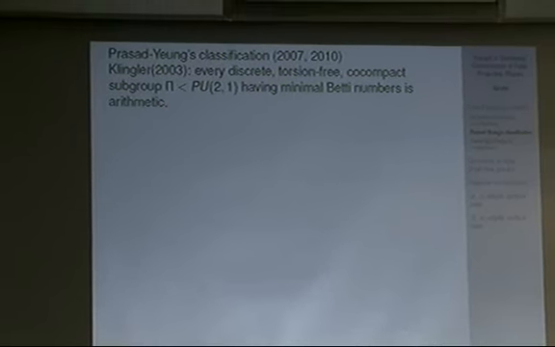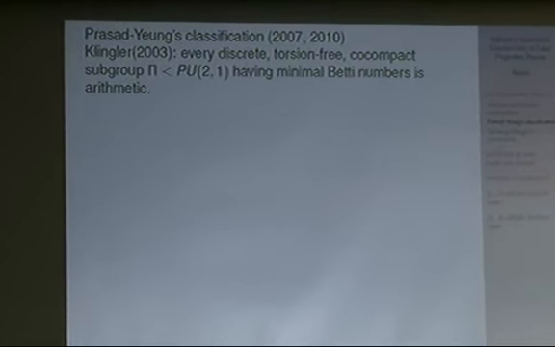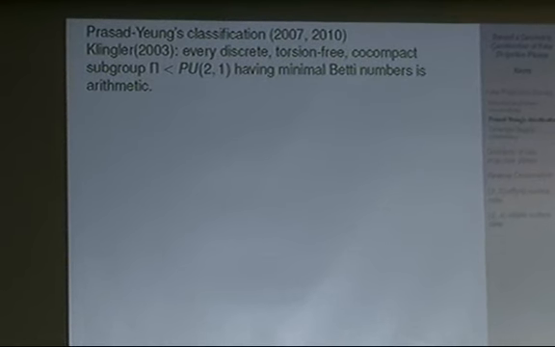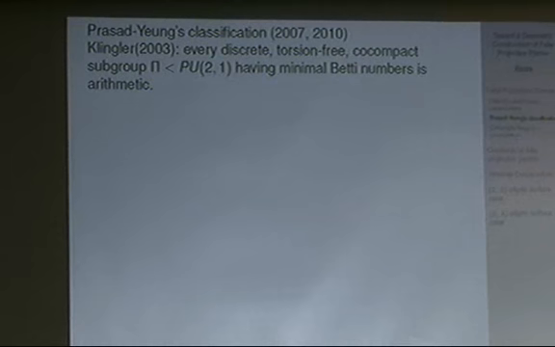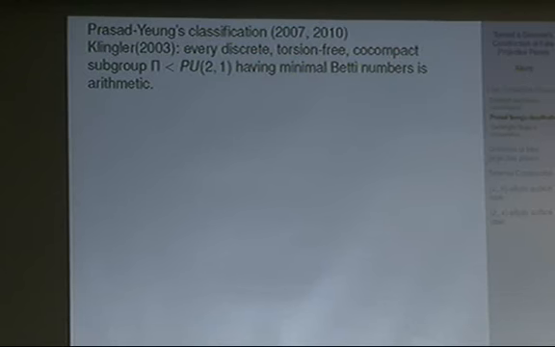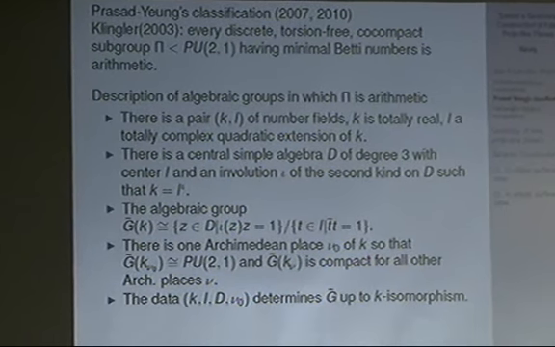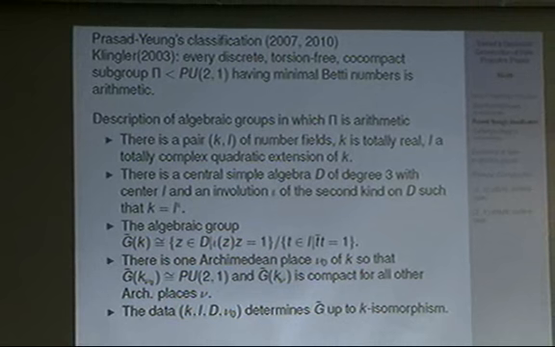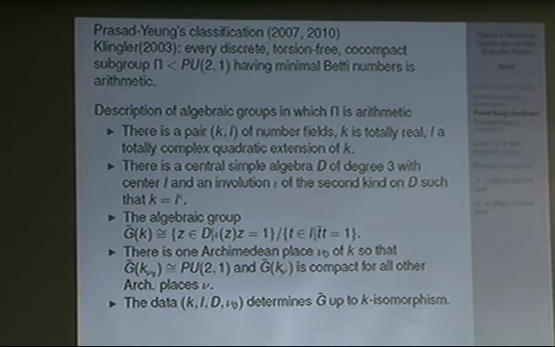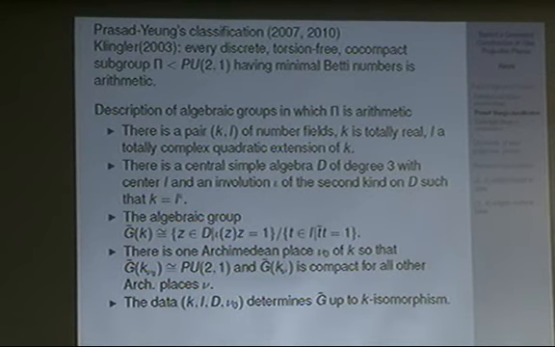Here, arithmetic means, it's quite a complicated definition, but it is related to commensurability with an algebraic group defined over a number field. So not just an arbitrary subgroup of PU(2,1). So here the arithmetic theory of algebraic groups enters. It turns out that according to their description of algebraic groups, G bar, in which capital pi is a candidate for the fundamental group of a fake projective plane, in which pi is arithmetic.